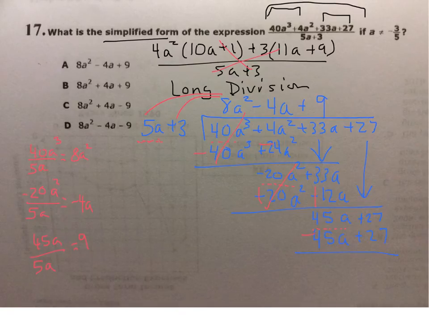Subtract here. And we would cancel, 0 remainder. And our answer is up top here. Right there. So that means we have answer A.